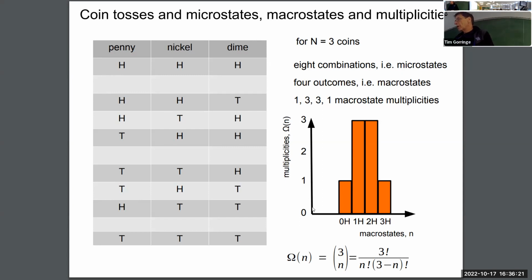I just made a little plot here to kind of picture this that might be useful later on. So horizontally are the different macrostates. There are 4 of them with 0, 1, 2, 3 heads. And vertically, I plotted the multiplicities. And here you see that the 3 tails and the 3 heads just have a multiplicity of 1, and the other 2 macrostates have multiplicities of 3.